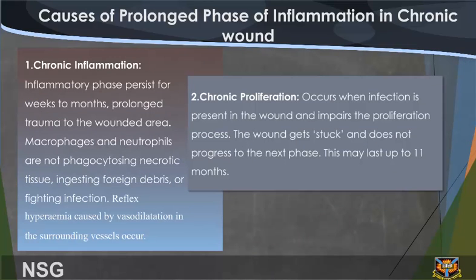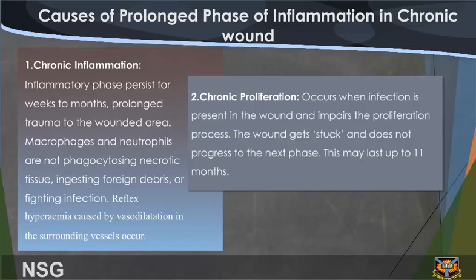1. Chronic inflammation. The inflammatory phase persists for weeks to months. Prolonged trauma to the wounded area. Macrophages and neutrophils are not phagocytosing necrotic tissue, ingesting foreign debris, or fighting infection. Reflex hyperemia caused by vasodilatation in the surrounding vessels occurs.